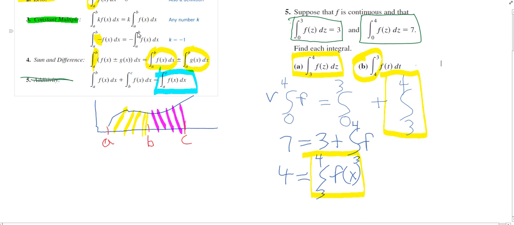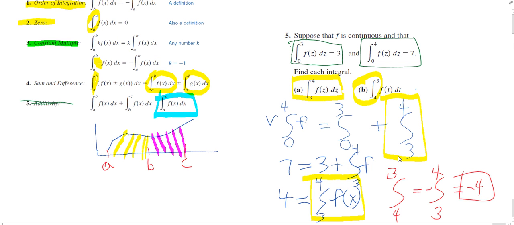So in part B, the integral from 4 to 3, which is backwards, is simply going to equal the opposite of from 3 to 4. And since we found 3 to 4 in part A, the answer to this is just -4. Alright, so once you get a little practice with these properties, they'll become second nature to you.